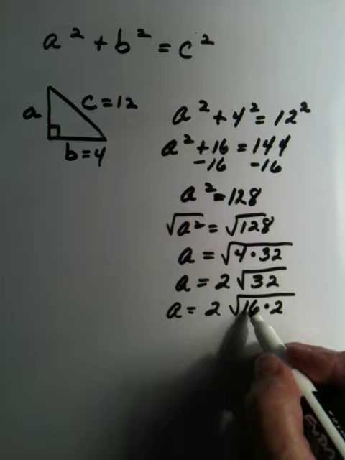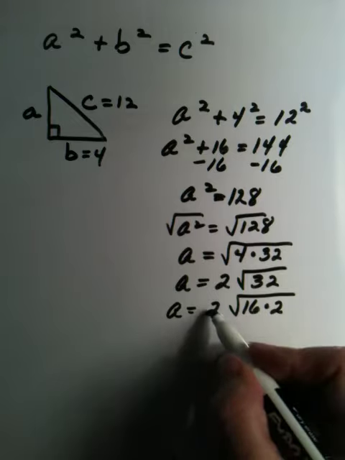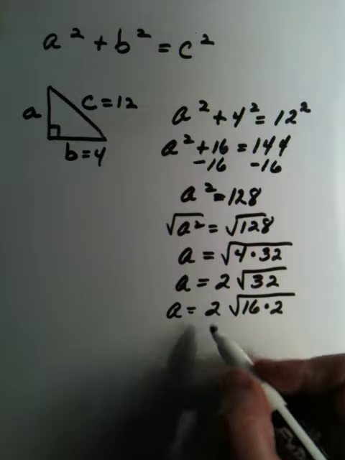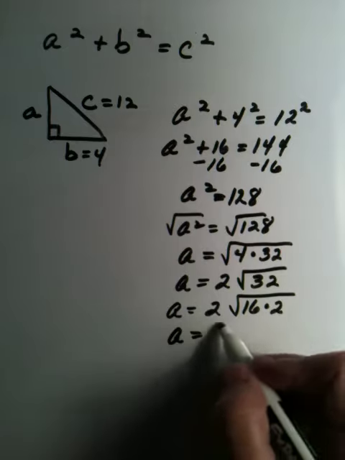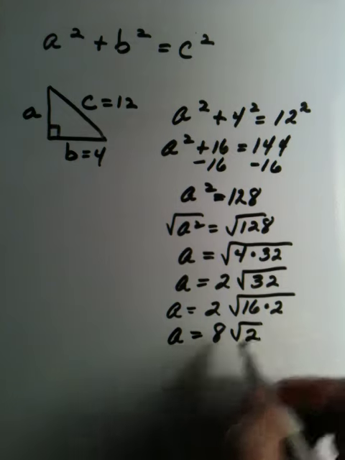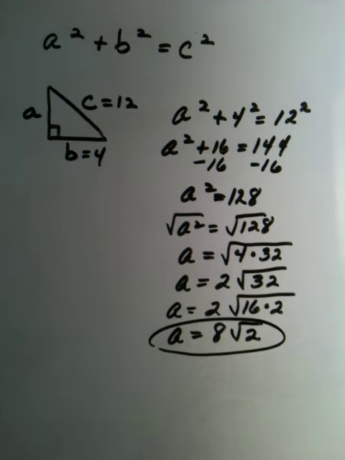The square root of 16 is 4. We're going to take that out as 4 times what we have on the outside, which is 2. 4 times 2 is 8 radical 2. So side A is 8 radical 2.